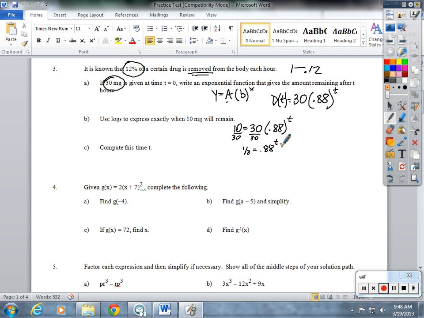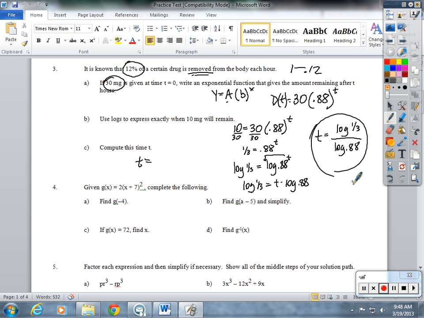Anytime you have a variable exponent, again, I cannot stress enough, taking the log of both sides is the only step available that we know about. And then my power law brings that variable out in front. So log of 1/3 equals t times the log of 0.88. And I divide both sides by log of 0.88. So to express t exactly, it would be log of 1/3 divided by log of 0.88. Doesn't get any easier. Now compute this time t. So t is going to equal whatever you get when you actually punch this into the calculator.